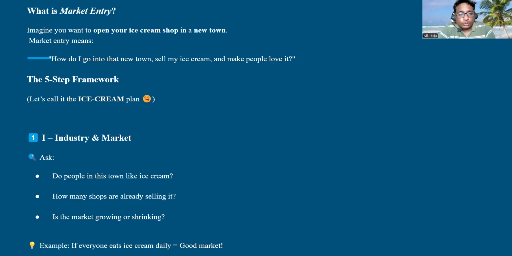Ask: do people in this town like ice cream? Do the people of Warangal city like ice cream, and if I sell it, will they like it or not? You need to do industry analysis. What are the favorite things of customers? How many shops are already selling it, so who are my competitors? First you will see the market share. Are the customers willing to buy my product?